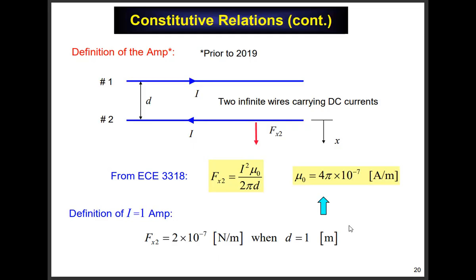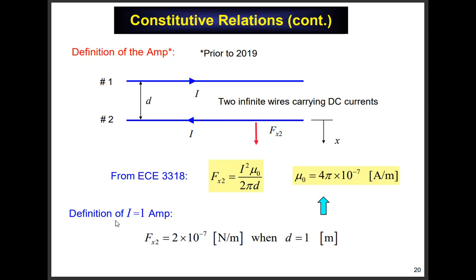Now, here is the definition, technically speaking, prior to 2019. But anyway, the official definition of what an amp is. Of course, you already know an amp is a coulomb per second. But which comes first, the coulomb or the amp? Like the chicken and the egg. Well, the official definition of things is we define what the amp is, and once we know what an amp is and agree on that, that defines the coulomb. That's the way we really do it.